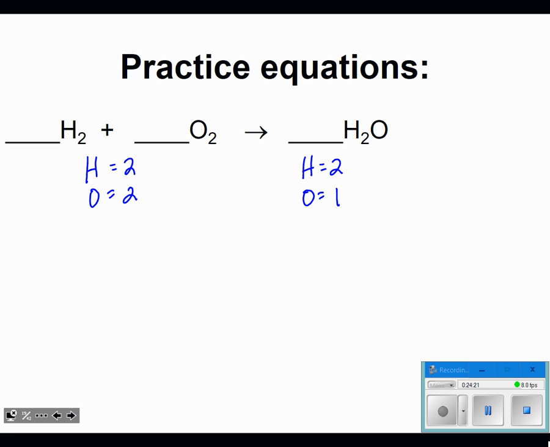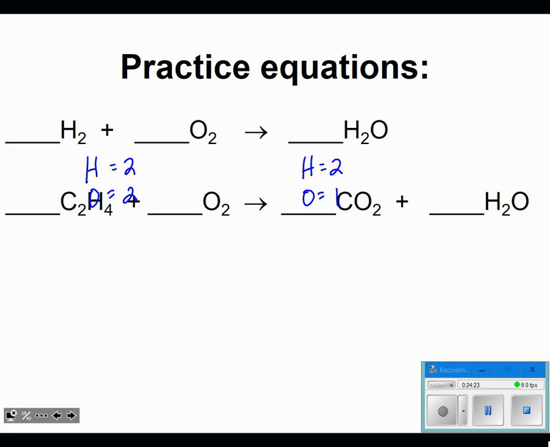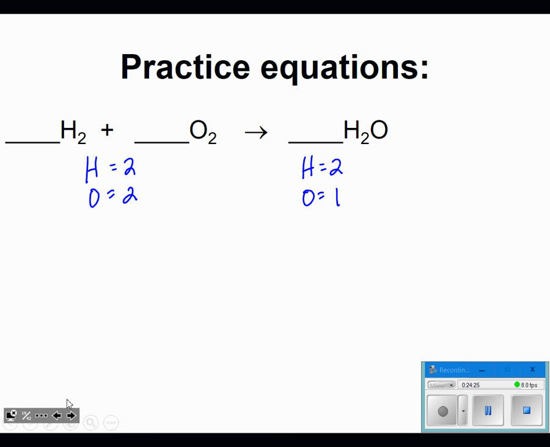So that means I need to put a, oops, let me go back, sorry. Forgot that I didn't have these. So I need to put a 2 here. When I do that, I got to recount. 2 times 2 is 4. 2 times 1 is 2. That fixed my oxygens but messed up my hydrogens. So I now need a 2 over here. 2 times 2 is 4. And now I am balanced.